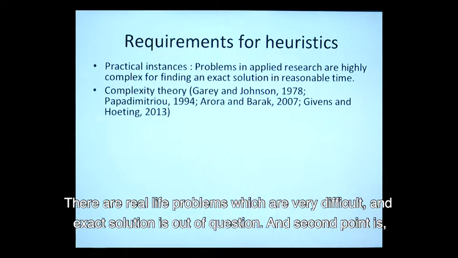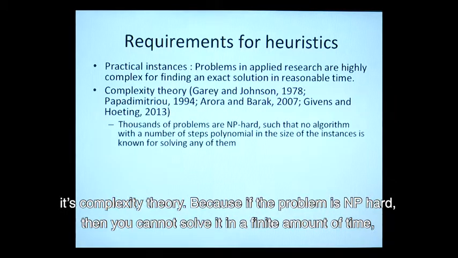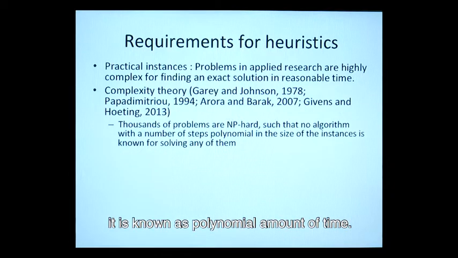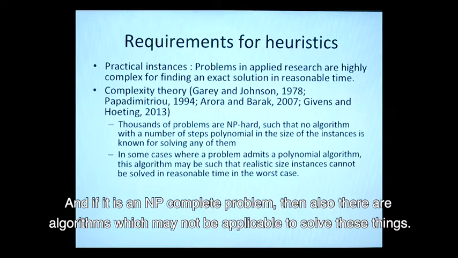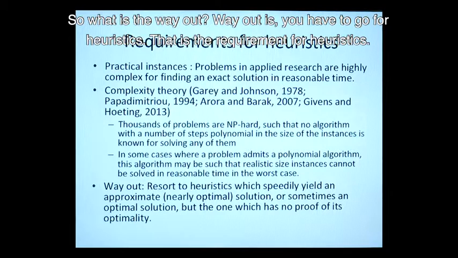And the second point is complexity theory, because if the problem is NP hard, then you cannot solve it in a finite amount of time, even what is known as polynomial amount of time. And if it is an NP complete problem, then also there are algorithms which may not be applicable to solve these things. So, what is the way out? Way out is you have to go for heuristics. So, that is the requirement for heuristics.